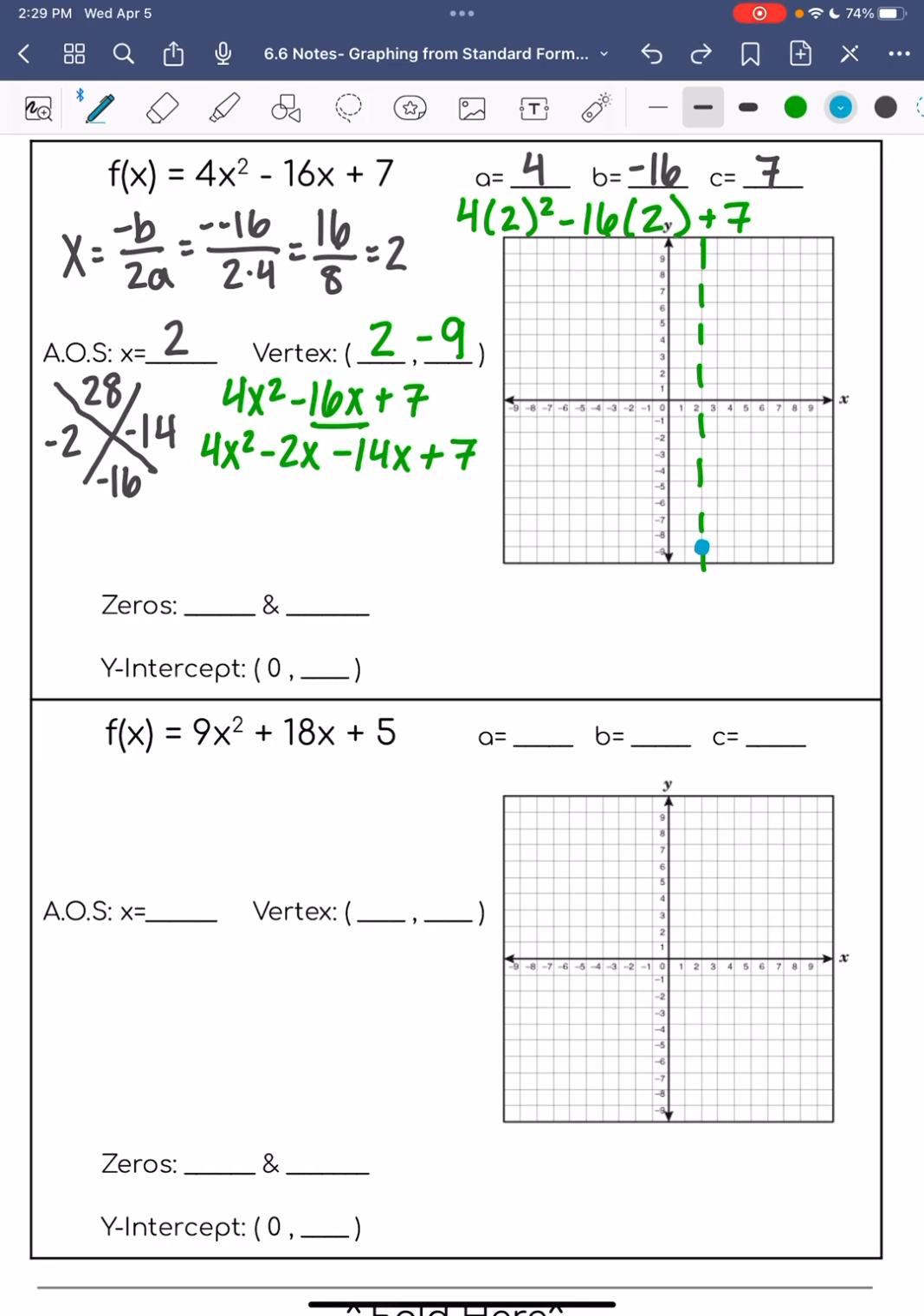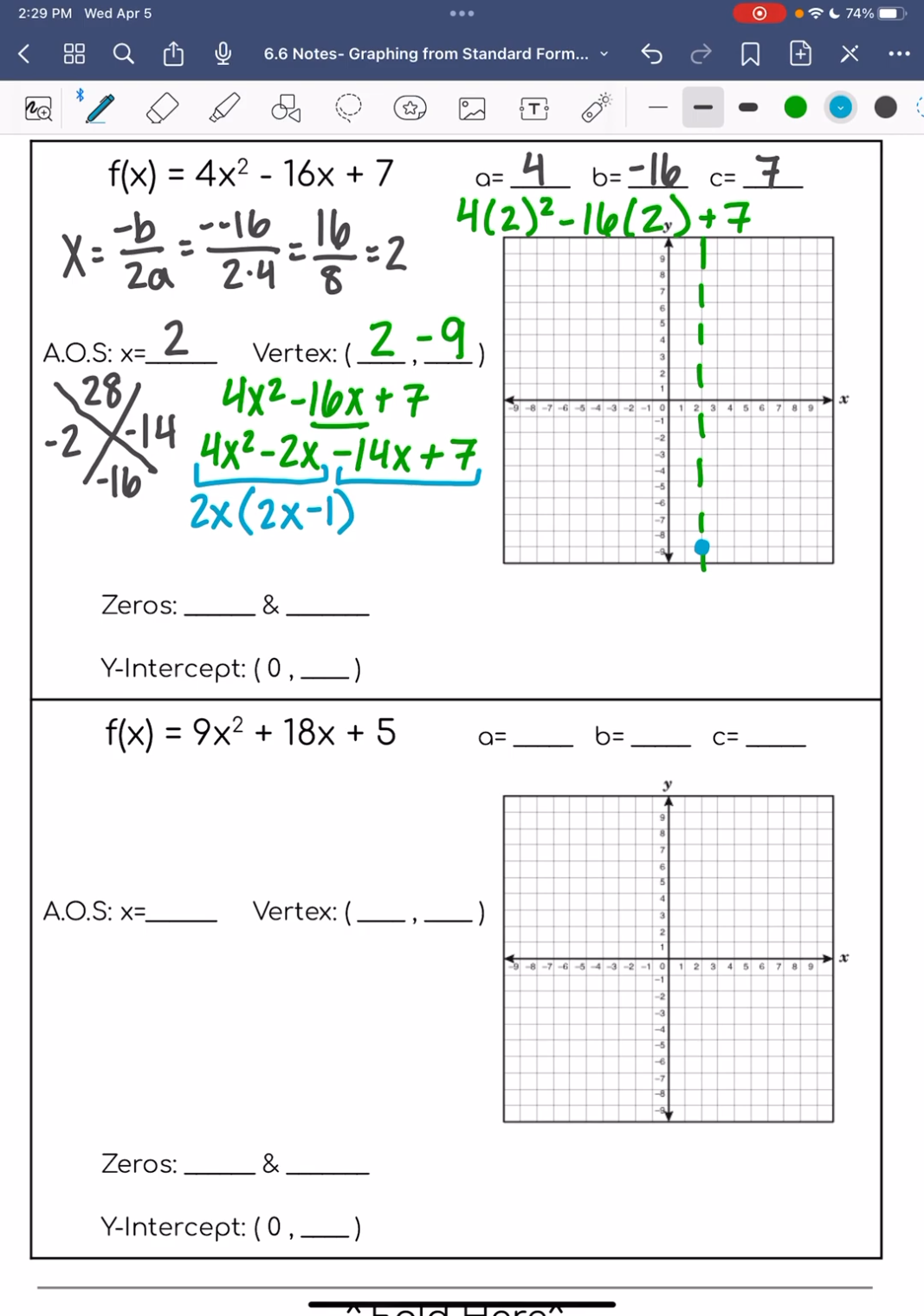4x squared minus 2x and negative 14x plus 7. Out of 4x squared and negative 2x, I can pull a 2 and an x out of both of them. When I divide that out, 4x squared divided by 2x leaves behind a 2x. Negative 2x divided by 2x leaves behind negative 1.